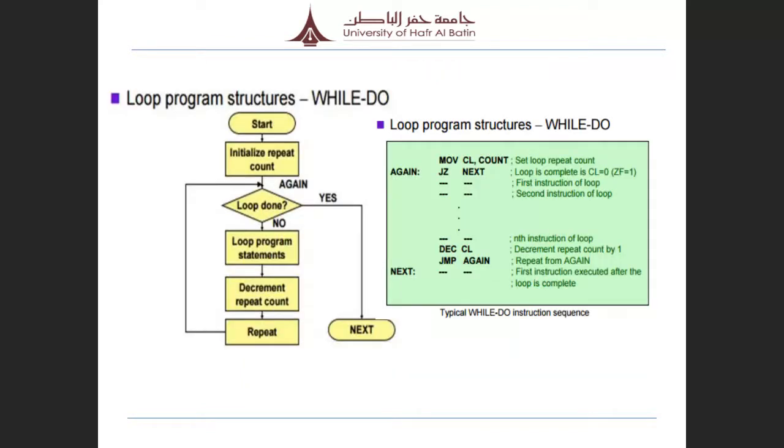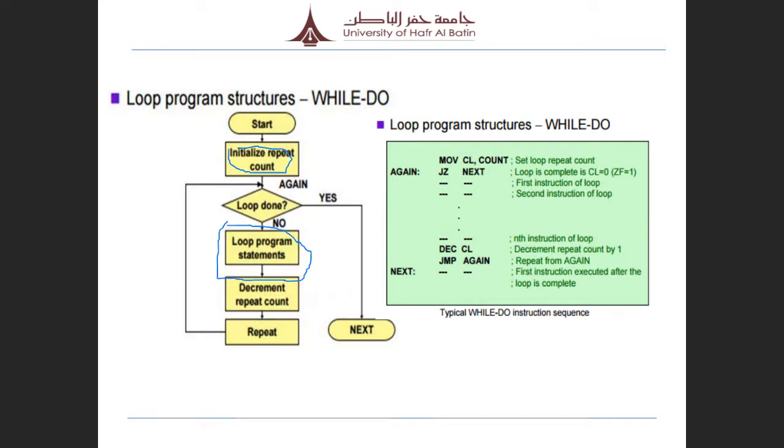But there is another format. It's called while-do. In while-do and repeat-until, the structure is a bit different. What is the difference here? First of all, we start the program, then we initialize the counter, and then we decrement the counter at the beginning of the loop. Then we check whether the counter value is 0 or not. If it is 0, come out of the loop. If it is not 0, perform the loop operation. This is the loop operation.